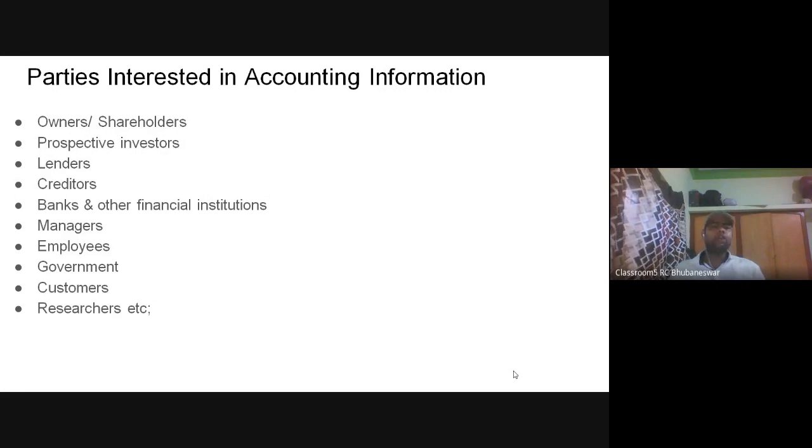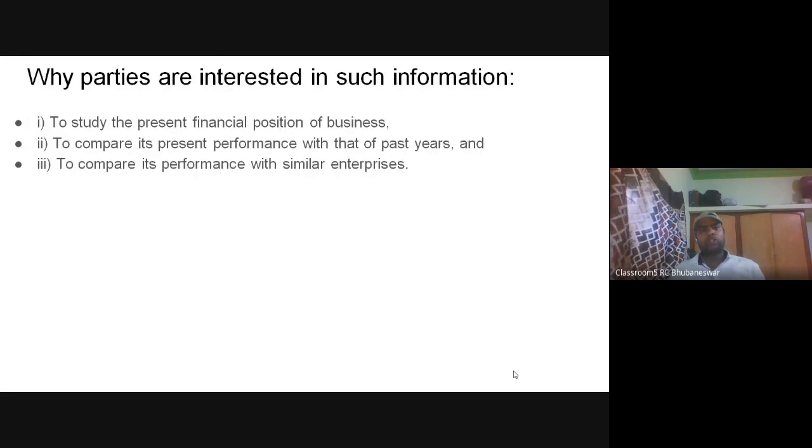Then why will they use all this information, what benefit will it provide? So why are parties interested in such information? To study the present financial position of the business, to compare its present performance with that of past years, and to compare its performance with similar enterprises. These are the three basic reasons for which the parties are interested to know about the published information provided by accounting as a communication or language of business.